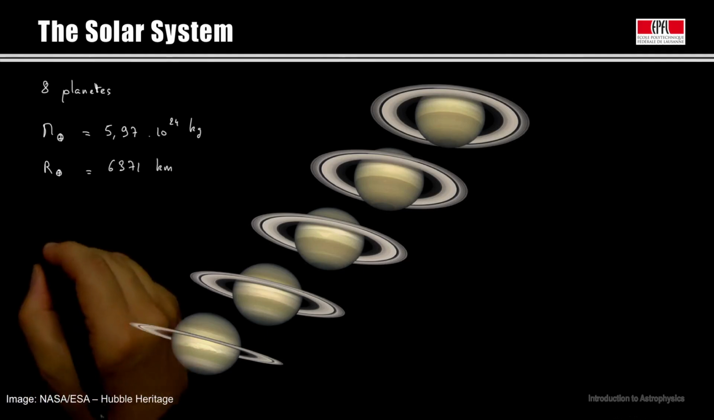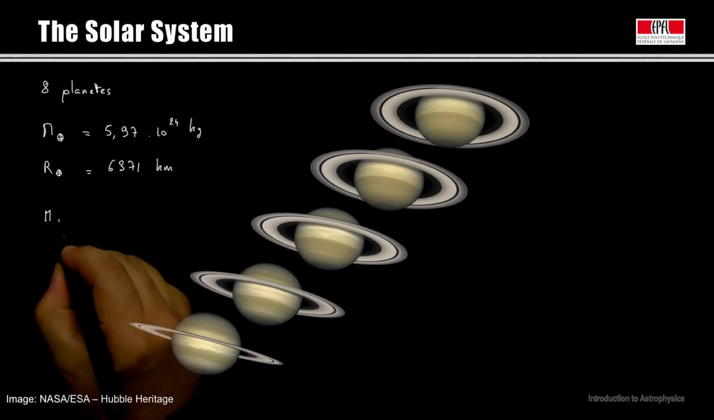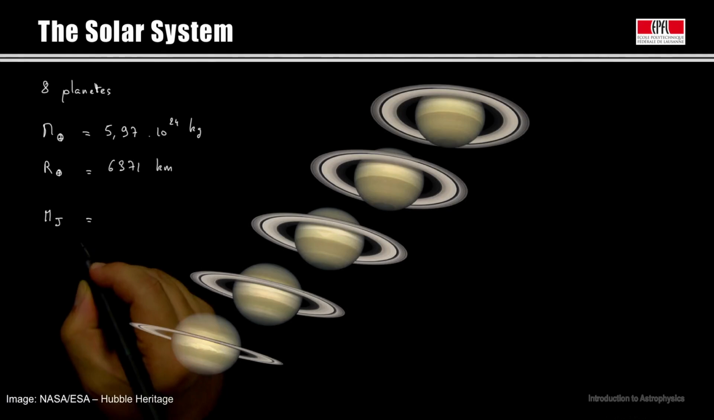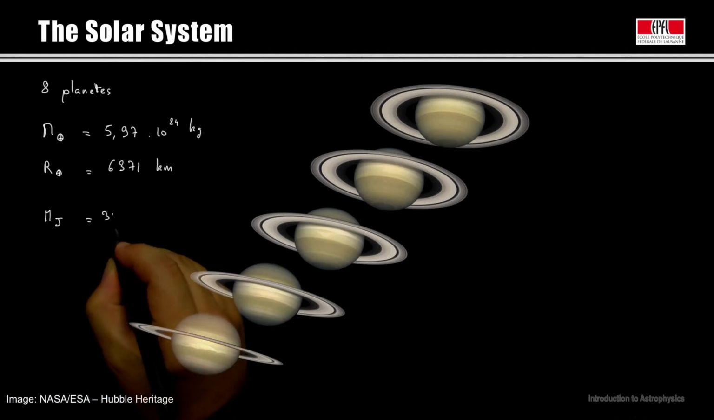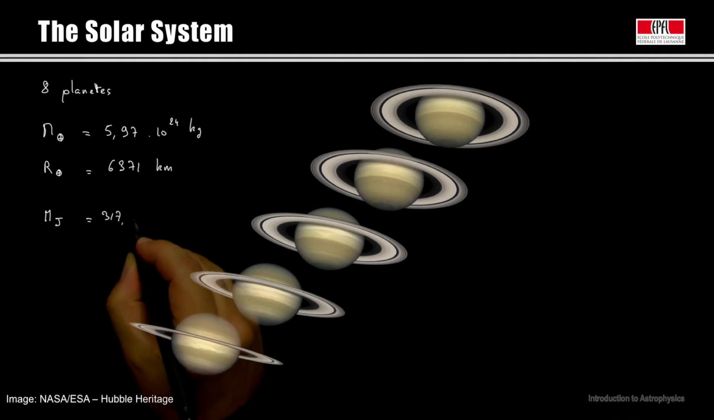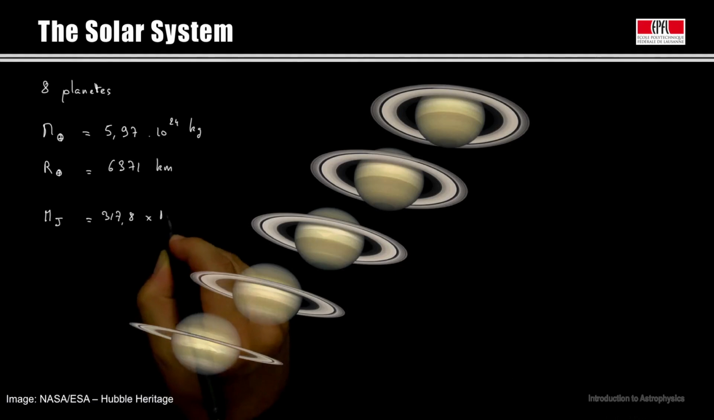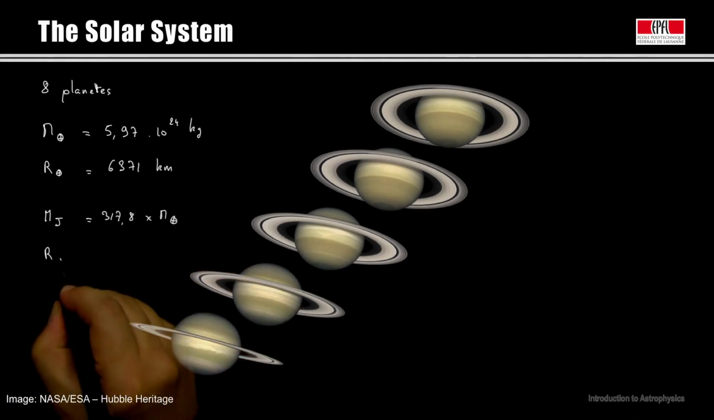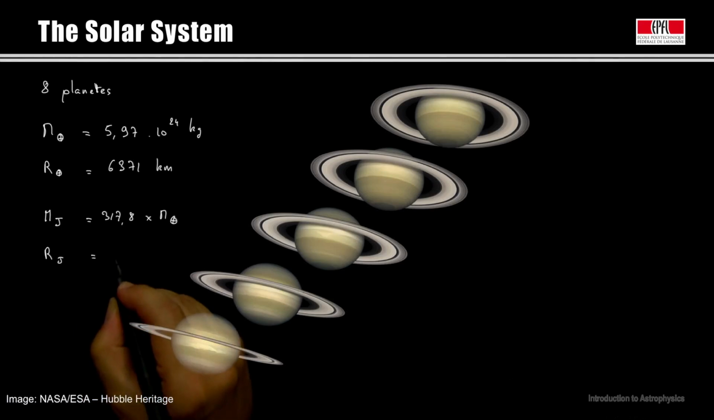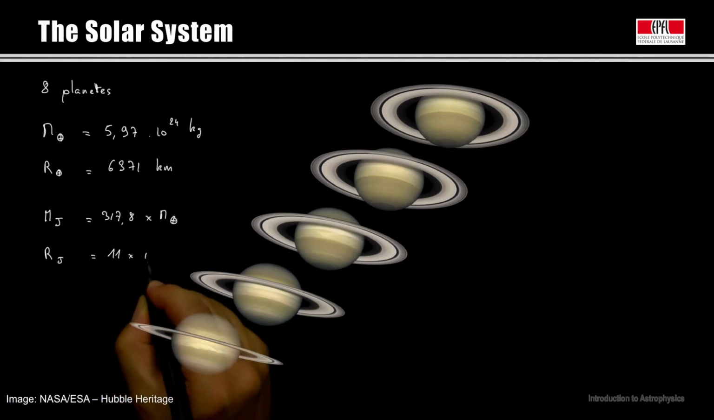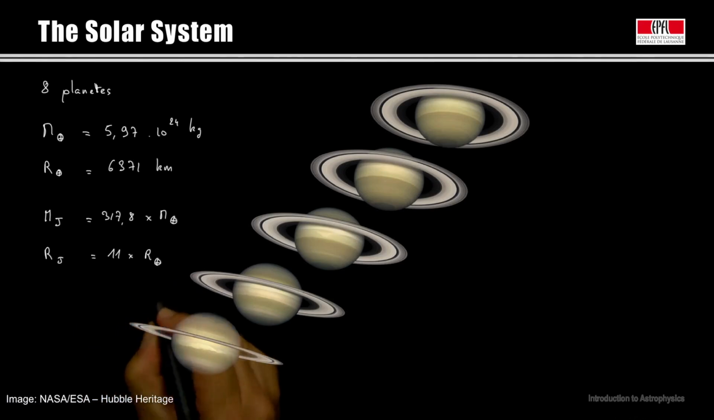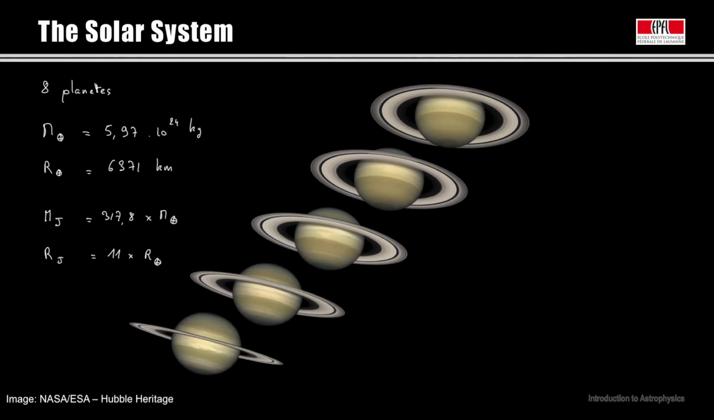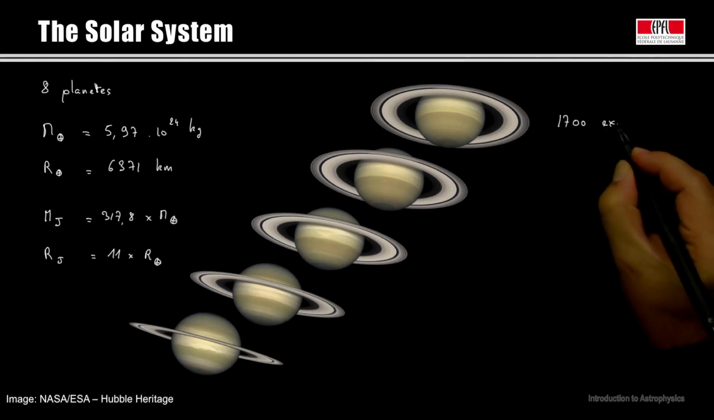If we are interested in bigger planets, we can compare, for example, Jupiter's mass, which is 317.8 times the Earth mass, and the radius of which equals 11 times Earth's radius. In addition to the 8 planets of the solar system, we currently know 1,700 exoplanets, or extrasolar planets.